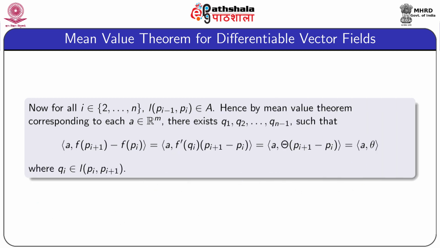Now, for all i from 2 to n, the line segment joining p(i minus 1) and p(i) lies entirely within A. Hence, by the mean value theorem corresponding to each a in Rm, we can find q1, q2 up to q(n minus 1) such that inner product of a with f of p(i plus 1) minus f p(i) equals inner product a, f dash q(i) applied to p(i plus 1) minus p(i), equals a, the 0 operator operating on p(i plus 1) minus p(i), and it is nothing but inner product a and the 0 vector, where q(i) lies on the line segment joining p(i) and p(i plus 1).